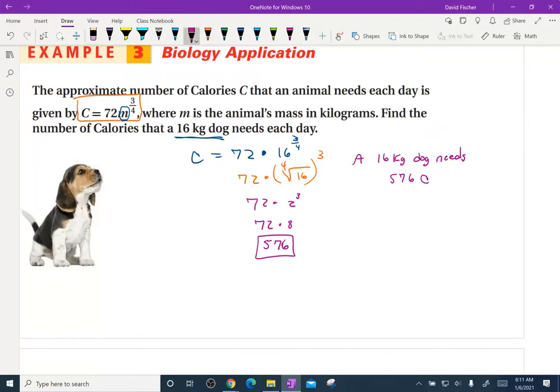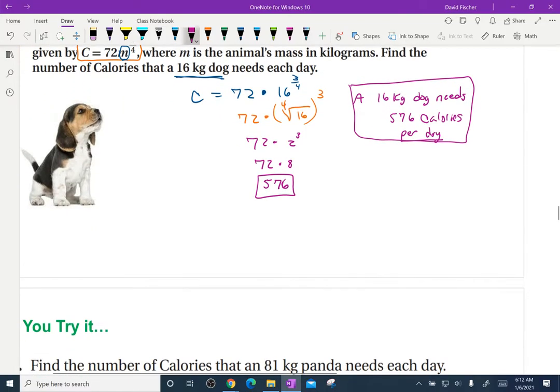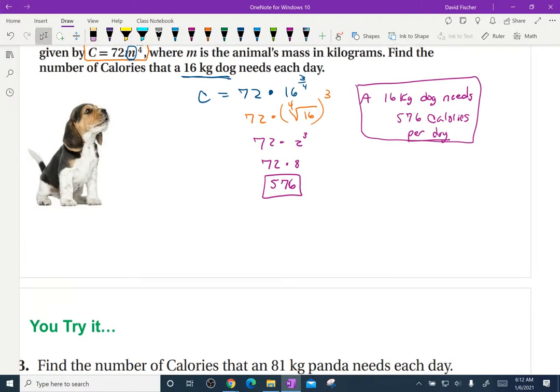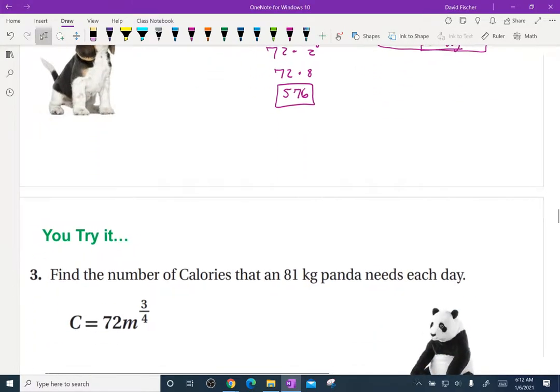Per day. Now you need to say per day because that's what they asked up here. How much each day? That's what we call a unit rate that we learned earlier this year. So they would go to whatever the food is for the dog and look at how many calories a cup is, which it says on the package, and then they would weigh it out until they got 576 calories poured in the dog dish, and that's what the dog gets.